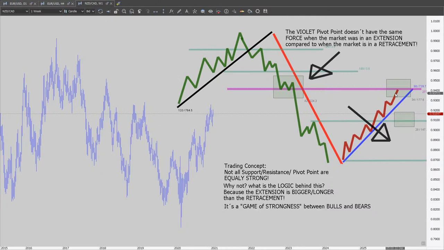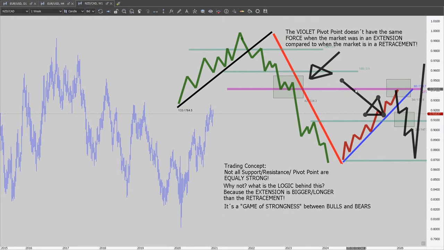What does this mean? This means that you need to pay close attention to what is going to happen in between. Because when the retracement comes, it's really common sense, right? When the retracement comes, bulls and bears are fighting for control. Okay, everybody? Here, bulls and bears. So, you don't need to be scared in an extension, you know? But when you are in a retracement, you pay attention to what is happening. Okay? So, the same pivot points, the same support resistance levels are stronger in a retracement.